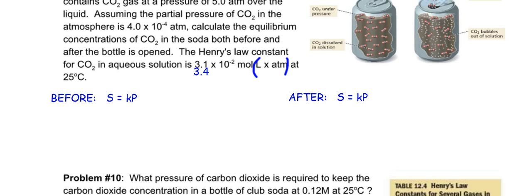So solubility is equal to the constant. Well, I gave you that constant, 3.4 times 10 to the negative 2 molarity. I just changed moles per liter to molarity per atm because it's at 5 atmospheres. So it contains carbon dioxide gas at a pressure of 5 atm over the liquid. So it's of that gas. So when you get out your calculator, if you haven't done so, get it out now. I'll pause this if you need to.